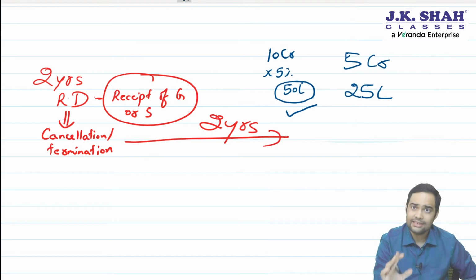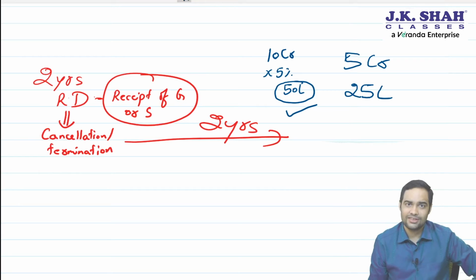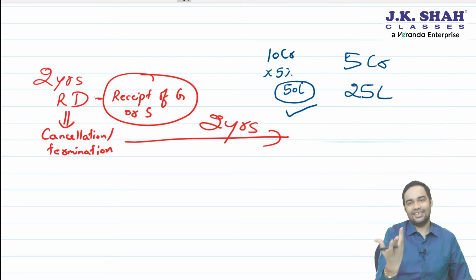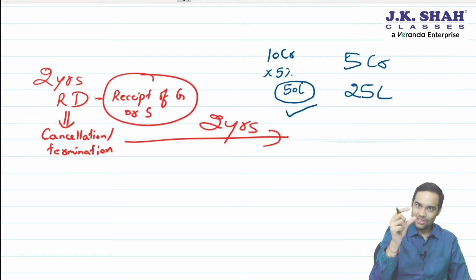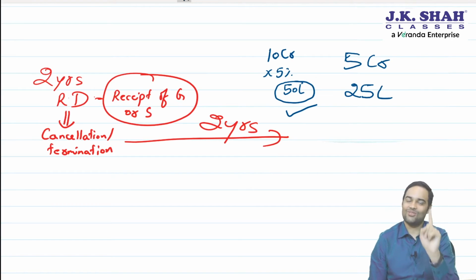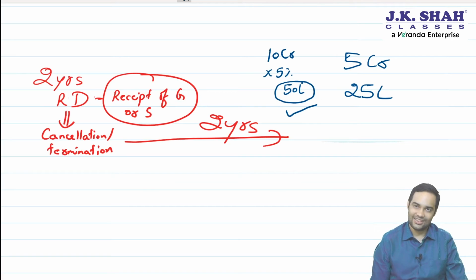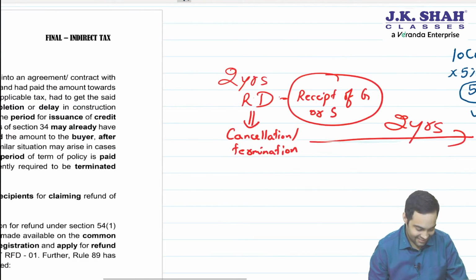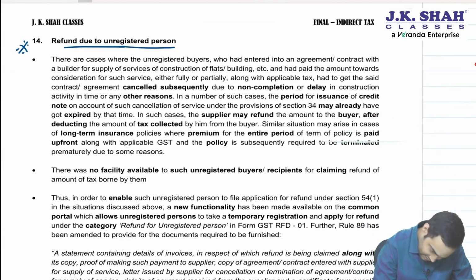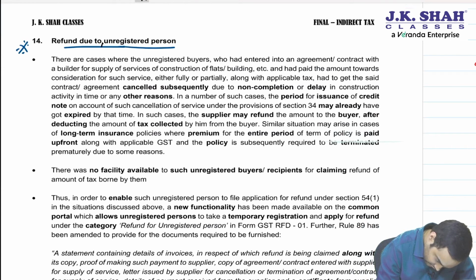To my understanding, this is not the correct position, but in exam you'll have to write this only, because to my understanding there is no supply even for that particular 5 crore. Breach of contract is never a supply. But here you'll have to write the answer given by the circular and notification. Let's have a look at the provision. Refund due to an unregistered person.